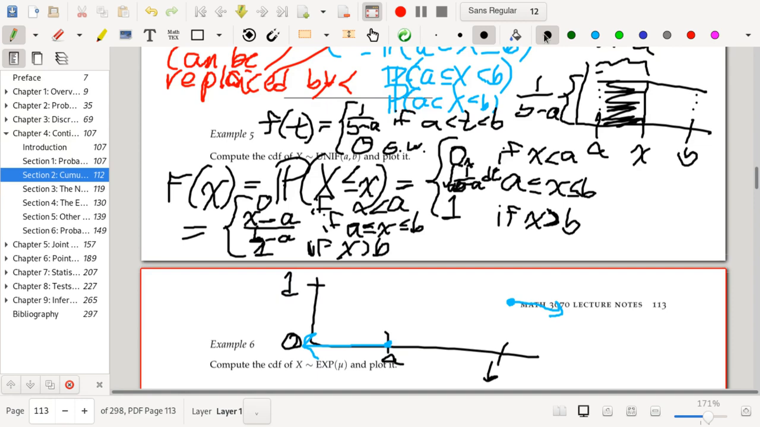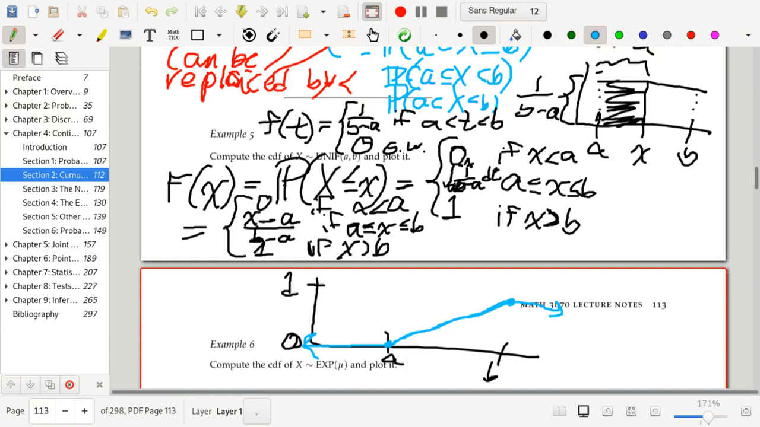Well, if we plug in A, we would get A minus A over B minus A in that middle part. So it would be 0. So that means that at the point A, this function is going to be 0. And at the point B, we would have B minus A over B minus A. So that would be 1, which means that this line is connecting the points 0 at A and 1 at B. Okay, so this is the resulting function. I guess that's it. We're done with that.